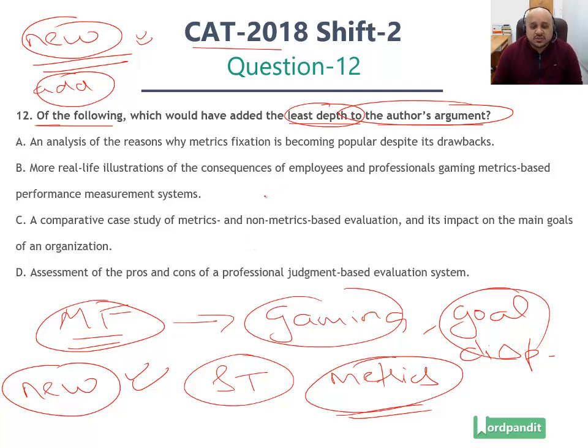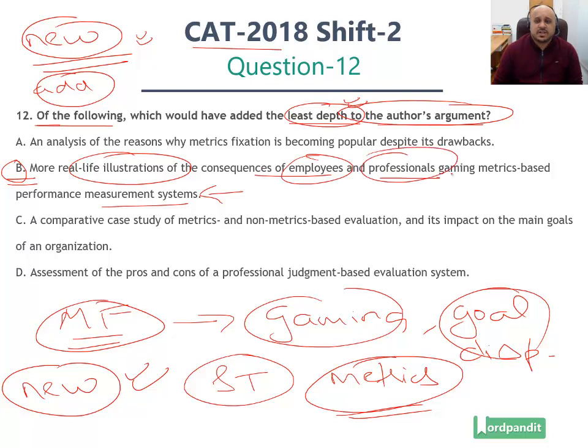The option which does not add much to the author's argument is option number B, and this is the one which adds least depth to the author's argument and is our correct answer. Why so? It states more real life illustrations of the consequences of employees and professionals gaming metrics based performance measurement systems. Remember, he's basically saying there are more real life examples, illustrations of consequences of employees, professionals gaming metrics based systems. So you give more examples of people abusing metrics based performance systems.